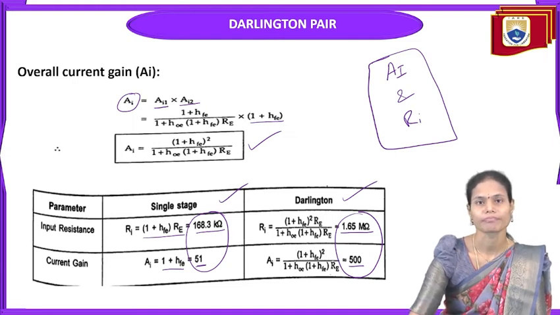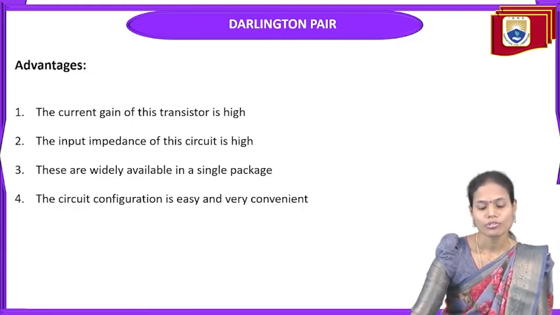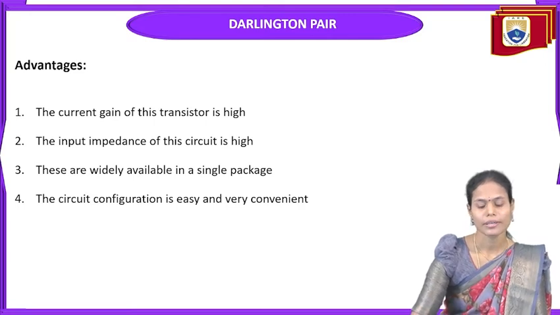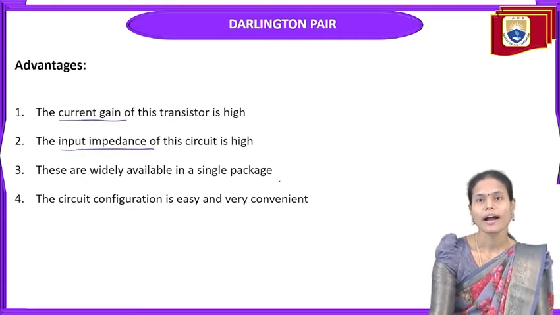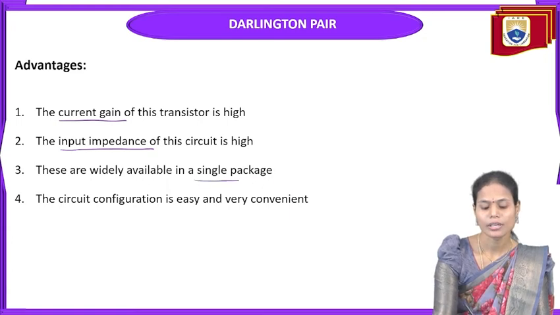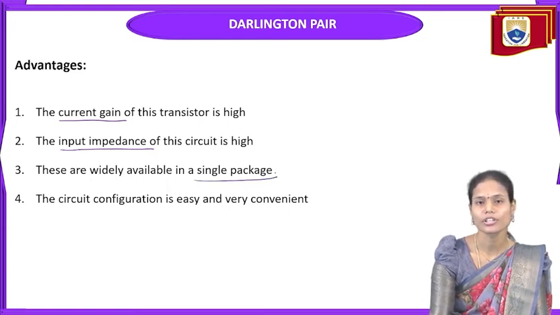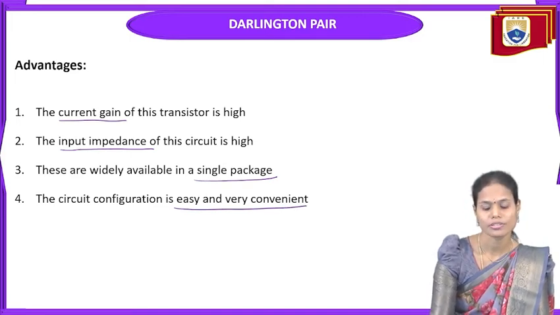Darlington amplifier. So while coming to the advantages of this Darlington pair, first thing is it provides very high current gain, just now we have seen, and also very high input impedance. And these are available in a single package. Instead of interconnecting two separate transistors, we can get it in a single transistor. And we can easily construct this particular circuit, and it is very simple.